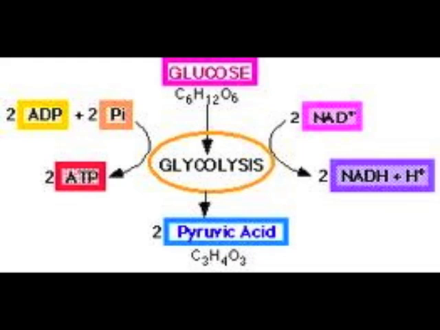Glycolysis occurs in the cytoplasm outside the mitochondria. Glucose converts to pyruvate, which releases energy that can be stored as ATP.